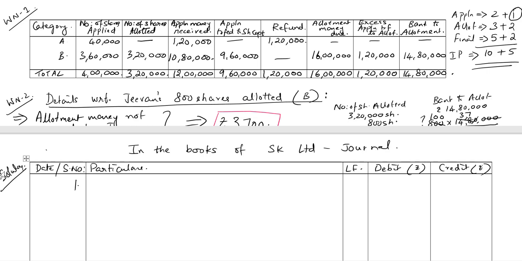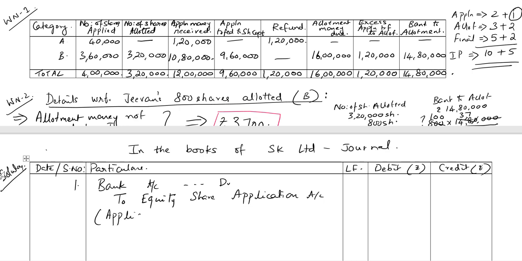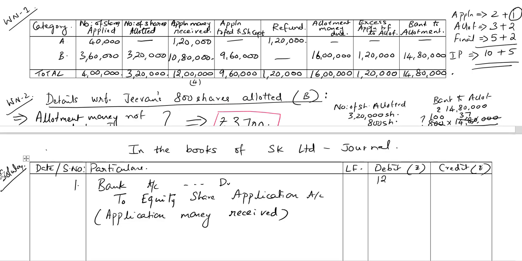First entry is for the application money received. Bank account debit to equity share application account, for the application money received. This is the total of the fourth column, which comes up to 12 lakh rupees.